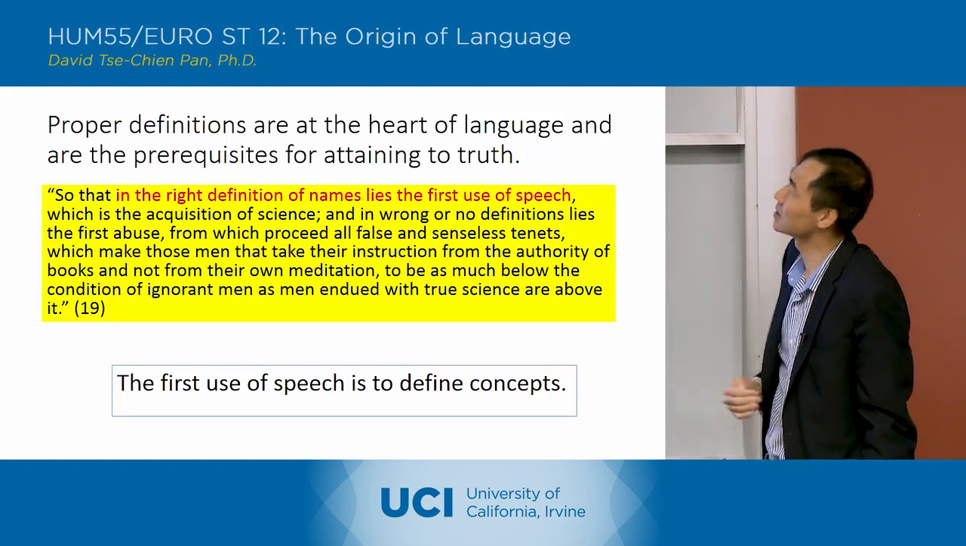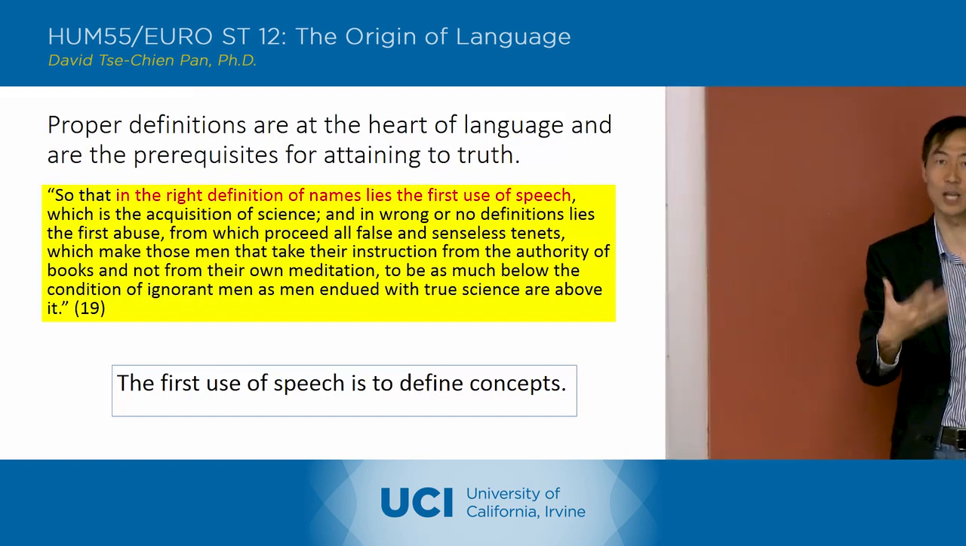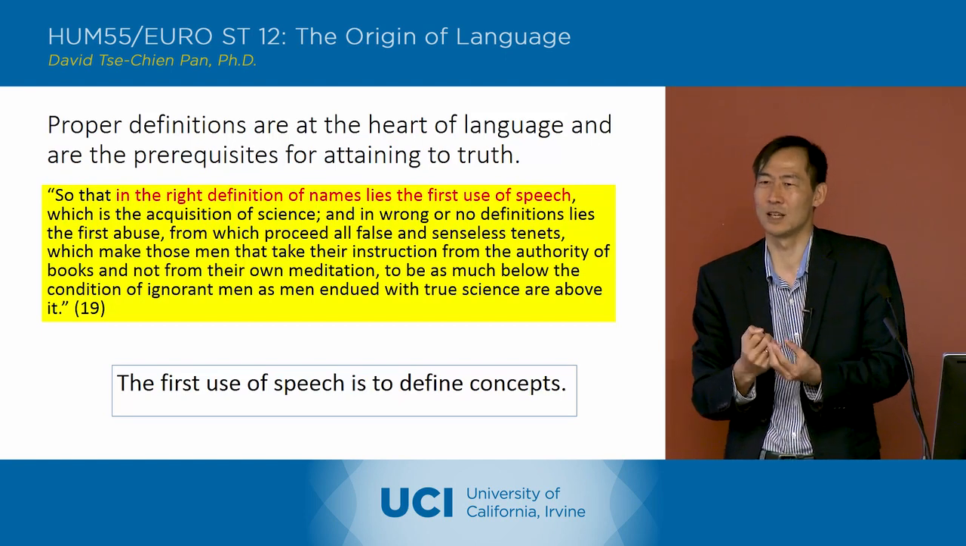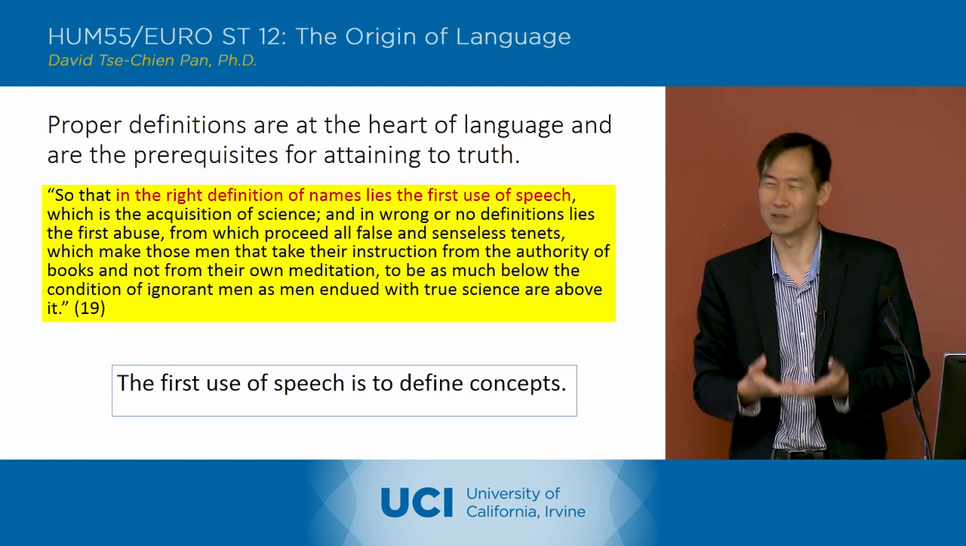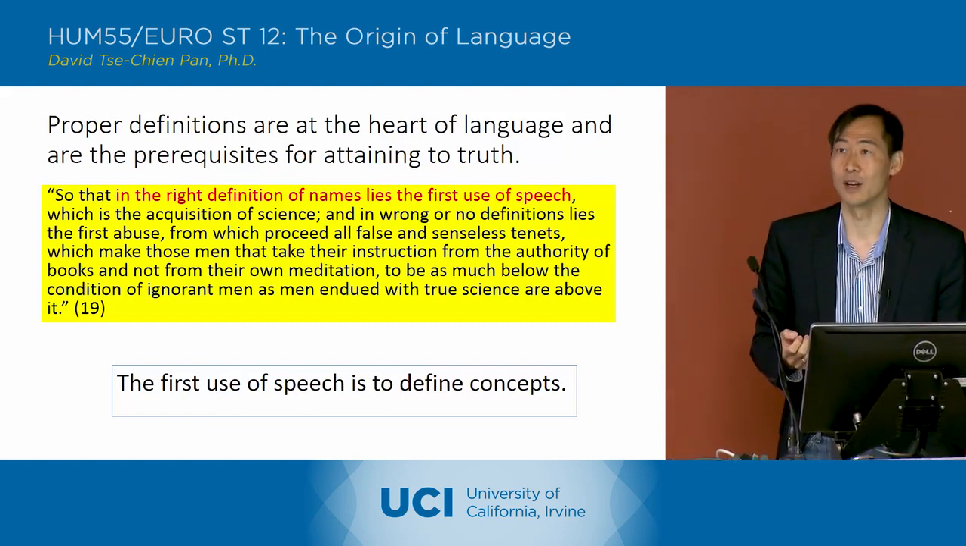So he's saying the first use of speech, right, in the right definition of names lies the first use of speech. Right, and so the right definition of names is essentially the creation of words. But he's telling us that the creation of words is a process of definition, and we'll kind of think about what that means. What does it mean to define a word?